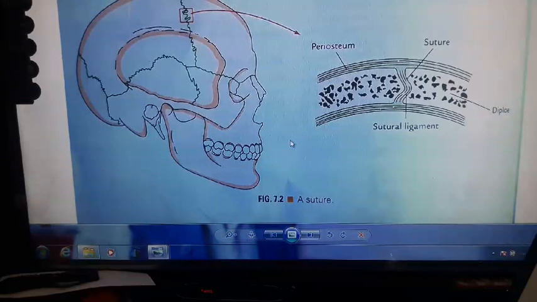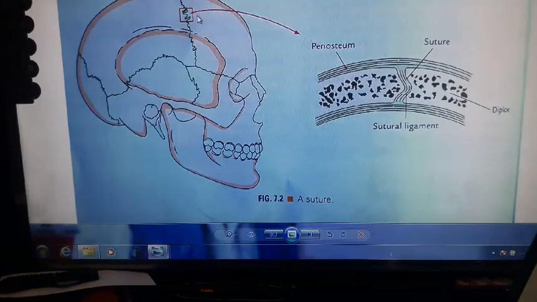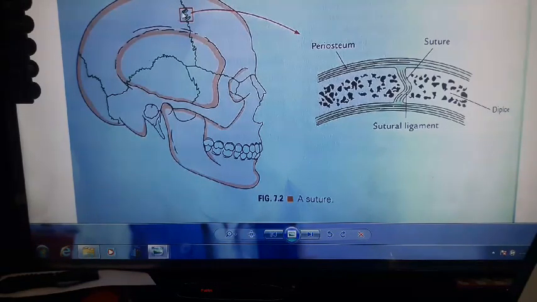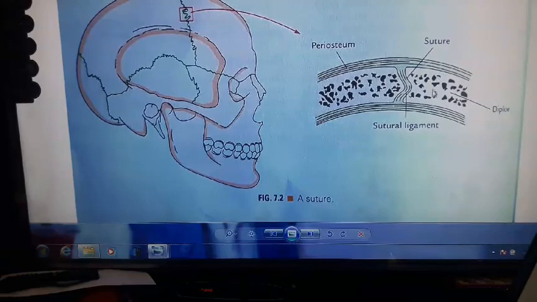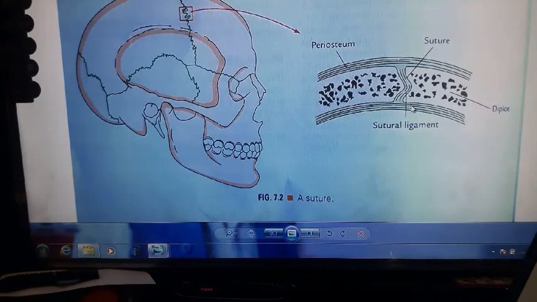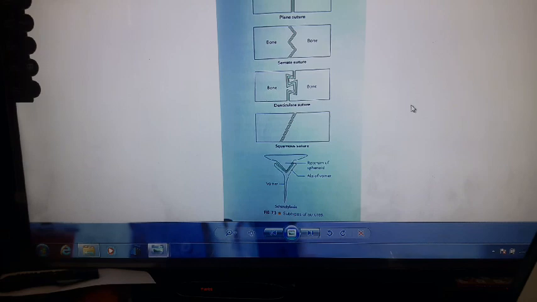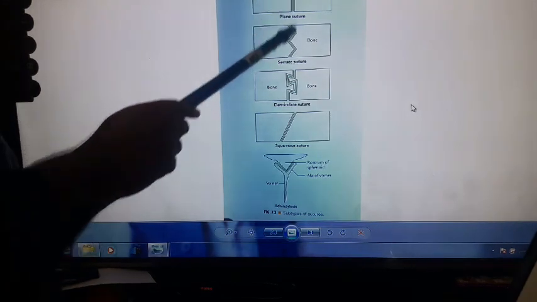Then in the fibrous type, first we discuss the suture. See here, this is the frontal bone and this is the parietal bone. In between the frontal and parietal bone we have a suture like this. This suture is made up of fibrous tissue. The sutures are again classified. Number one is the plain suture, where between the two bones there is fibrous material present.